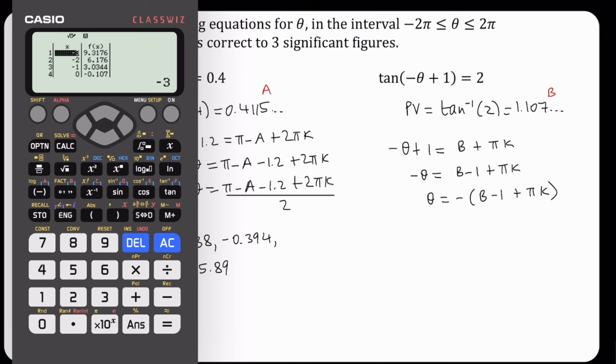Again, I'm picking those solutions that lie between minus 2 pi and 2 pi, so minus 6.28 and 6.28. So 9.318 is a solution, but not within the range. If I go down, 6.18 is one of the solutions, and then I go down and I see the 3.03. Keep going down, we see the minus 0.107. And then it's the minus 3.25, a total of 4 solutions for this particular trigonometric equation.